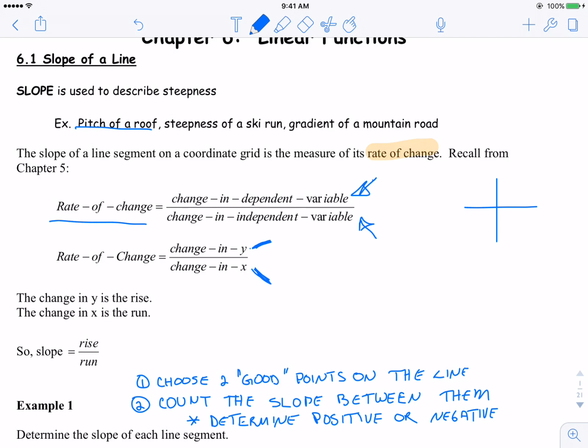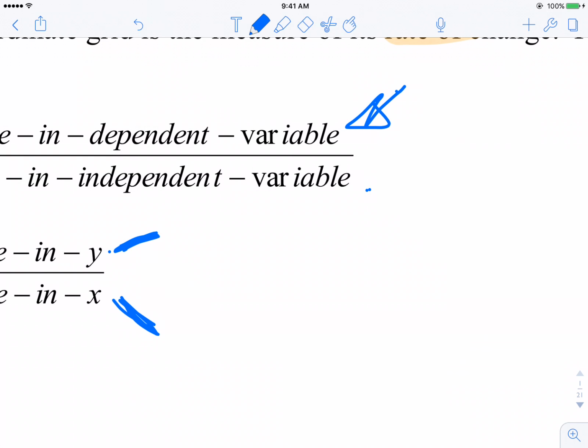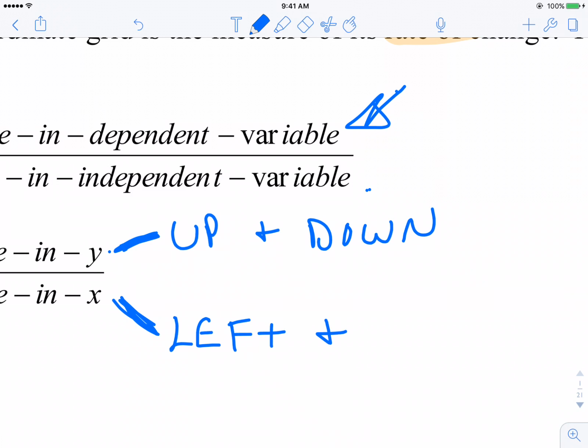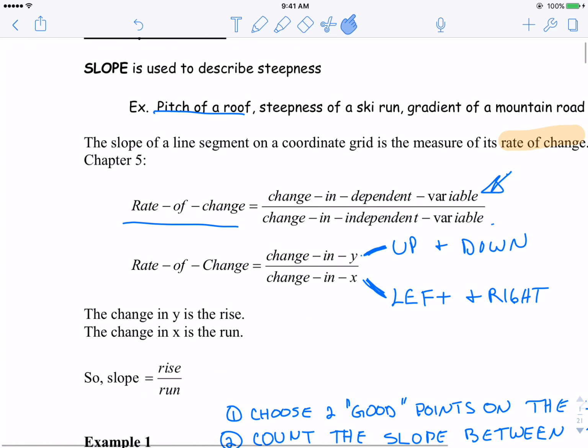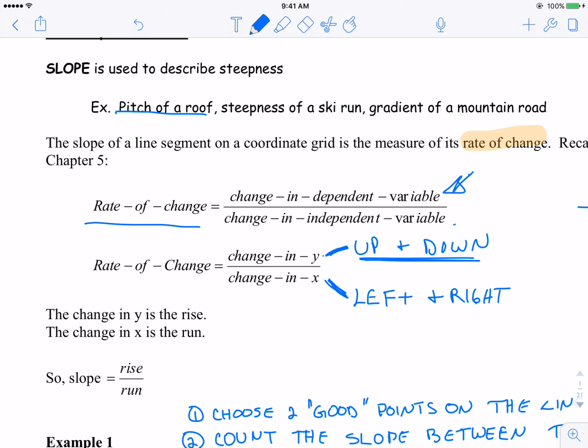And remember, the change in y is how far up and down, over how far left and right. Okay, so remember, slope has a number of different ways we can describe it. Change in dependent variable over independent variable. It's the change in the y-axis over the change in the x-axis between 2 points. It's how far up a line goes or down a line goes over how far it goes left or right.